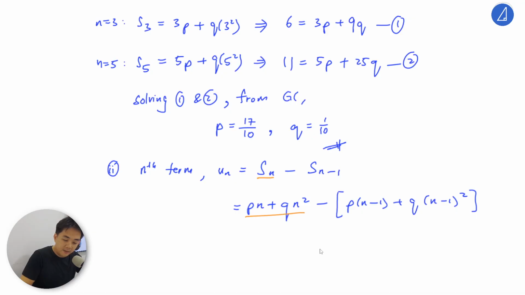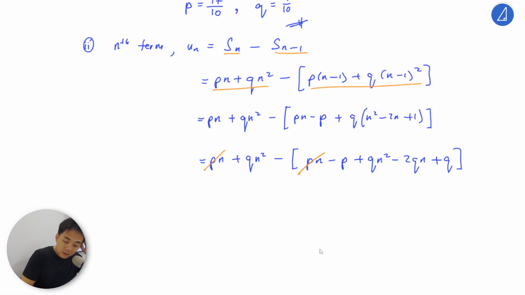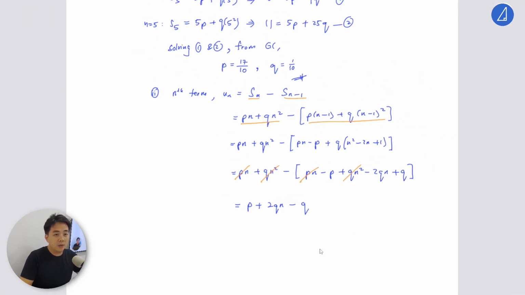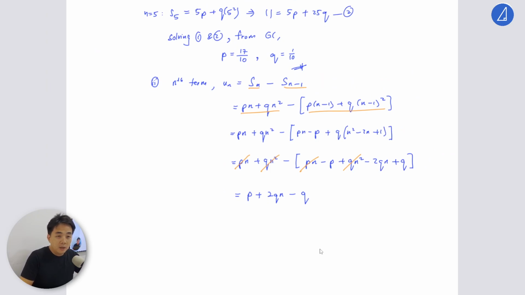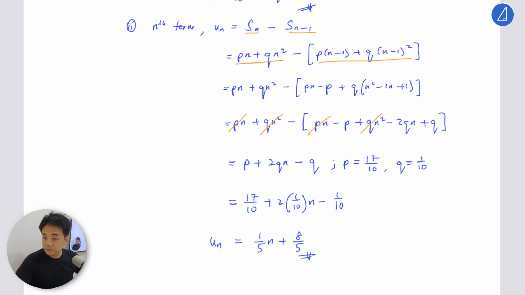This is my Sn, this is my Sn minus 1. So this one will cancel, this one will cancel out as well. So I will be left with this guy. This is what I will do because I don't want to keep writing 17 over 10 and 1 over 10. I'll just write P and Q first. Then with the previous answer, this will be the nth term.